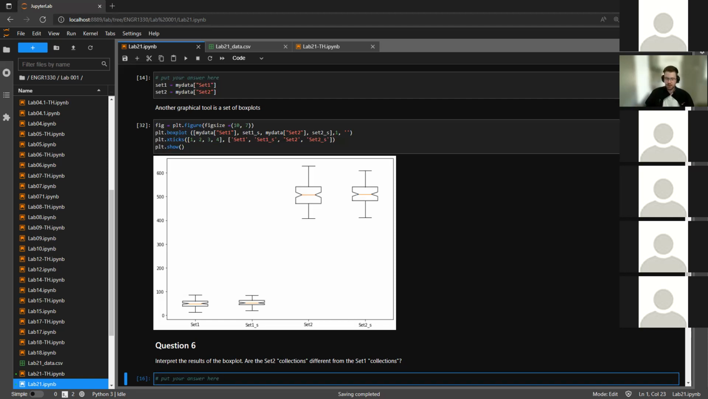Could I explain six again, please? Sure. Question six is asking you to interpret the results of the box plot. Now, what are the results? Well, the results are set one and its clone are very close to each other, and set two and its clone are close to each other. However, the first clone is clonier than the second clone. And why would that be? It's what we talked about before.